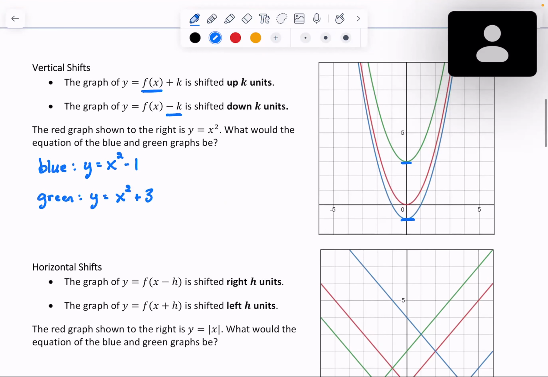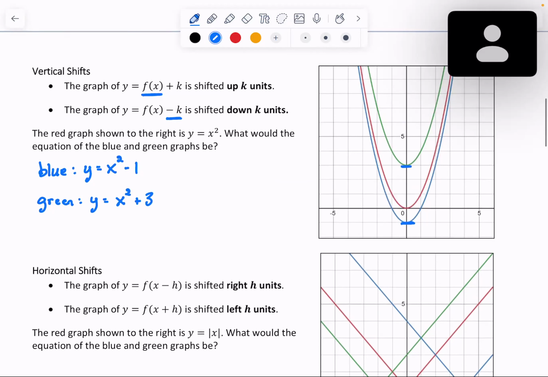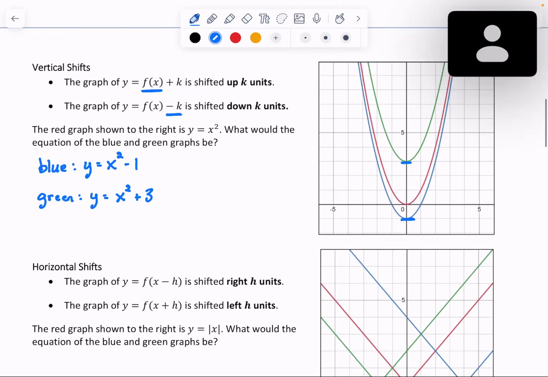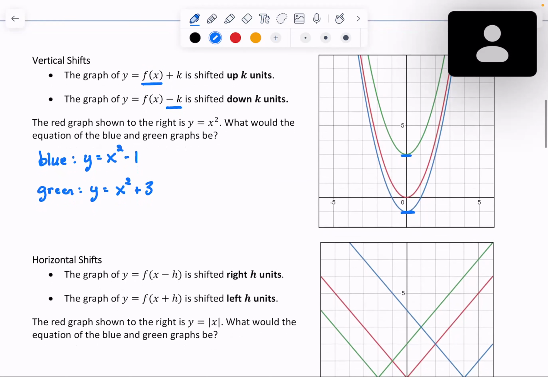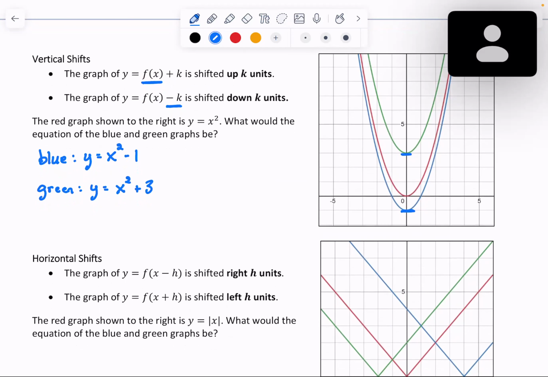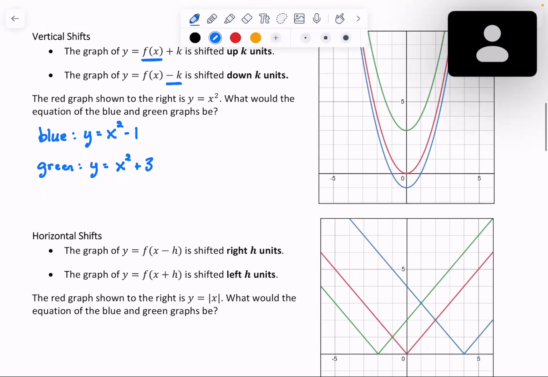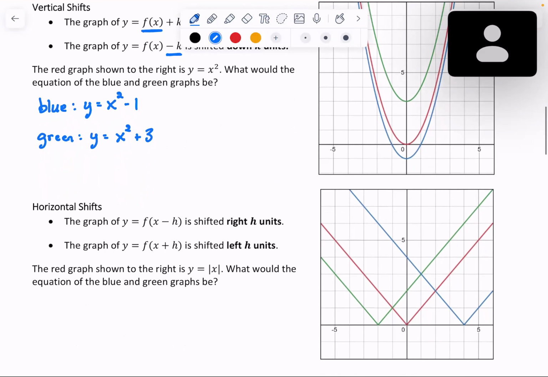So these vertical shifts are a lot easier than the horizontal ones. The horizontal ones are a little different. So let's look at how we identify these horizontal ones. Are there any questions over the vertical shifts first? The vertical shifts are the easier ones. Okay, so moving on to horizontal shifts then.